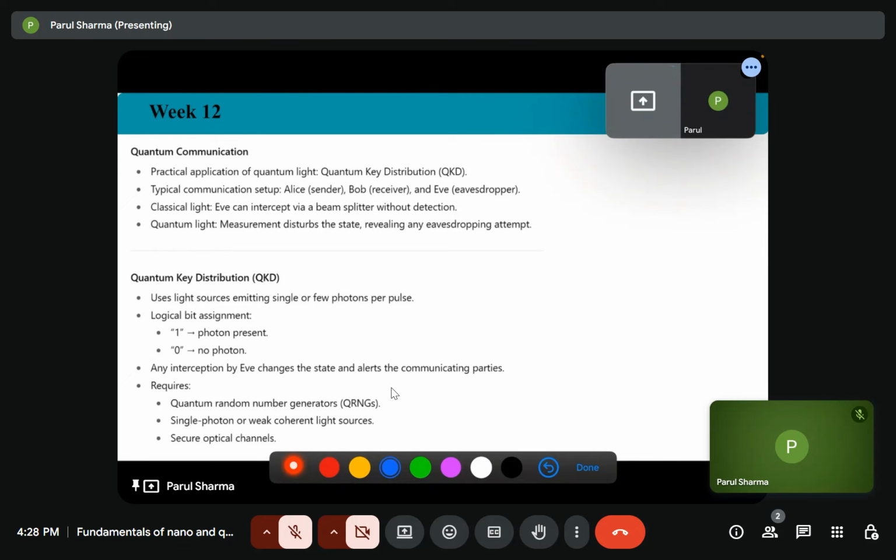So, for quantum communication, the practical application of quantum light is quantum key distribution, that is QKD.